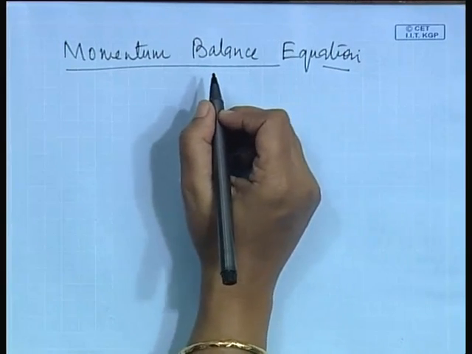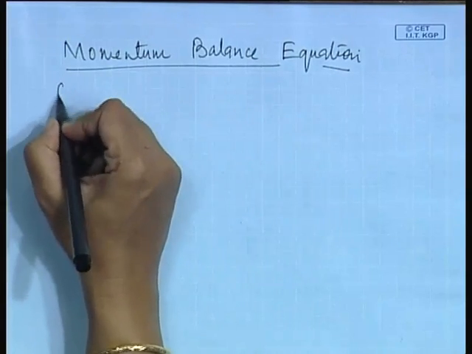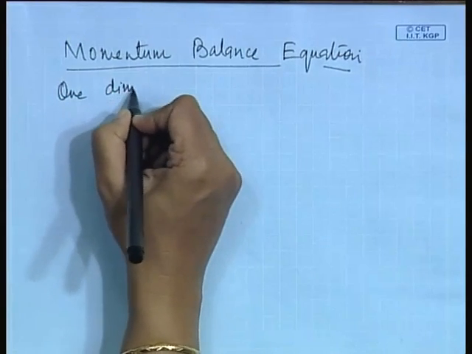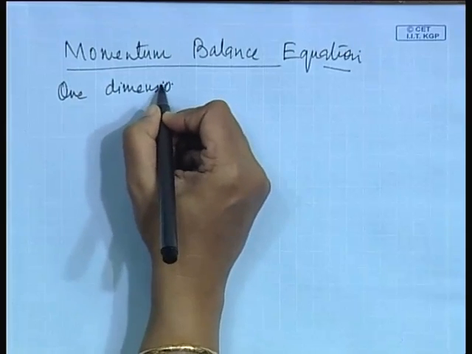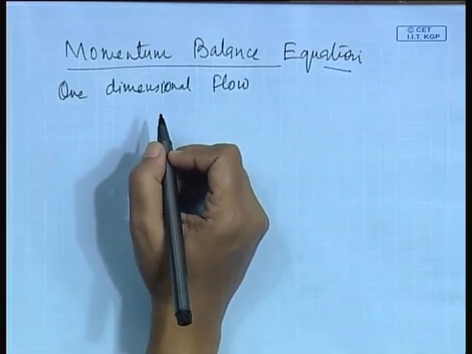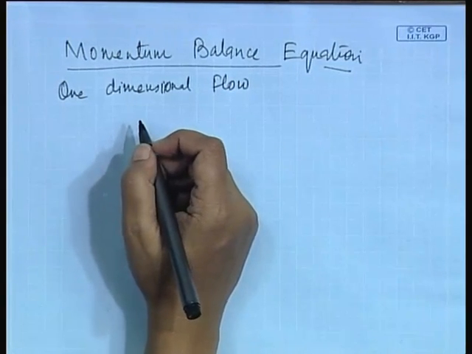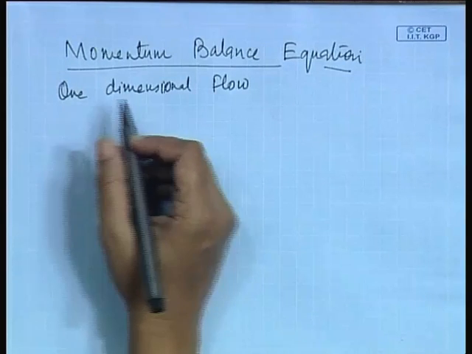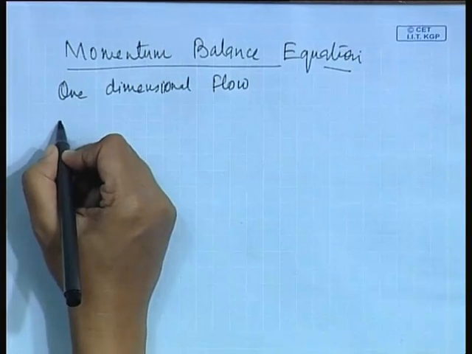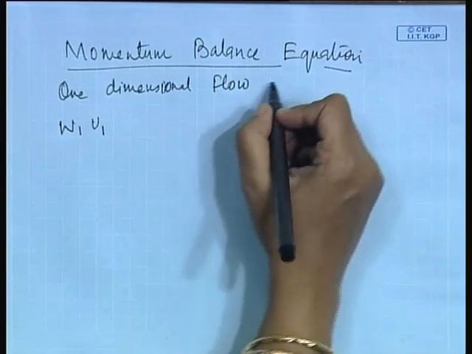Now, in this momentum balance equation, what is the rate of momentum? This is definitely one dimensional flow. Now, if we refer to this figure, we find the rate of momentum outflow minus the rate of momentum inflow, naturally for phase 1.